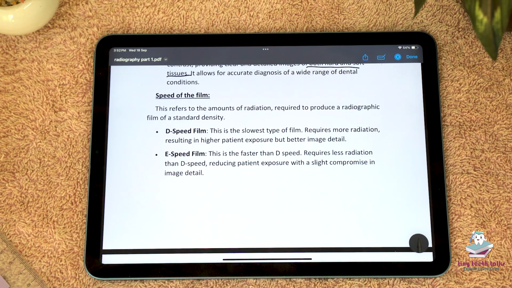Then the speed of the film. This refers to the amount of radiation required to produce a radiographic film of a standard density. So there are three types of speed.